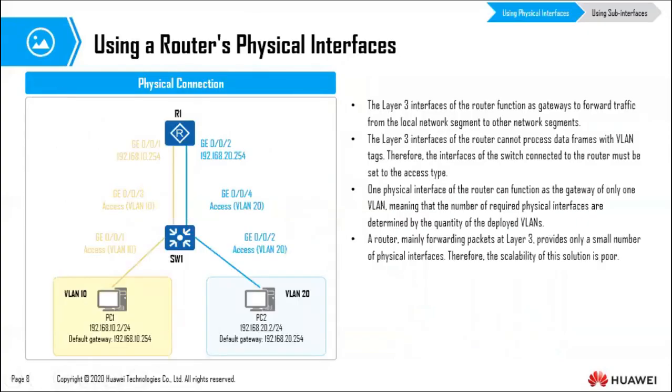So we have two ways in which we can use layer 3 interfaces to support inter-VLAN communication. Let me just begin from the top here. Layer 3 interfaces of the router function as gateways. They function as gateways to forward traffic from local network segments to other network segments.